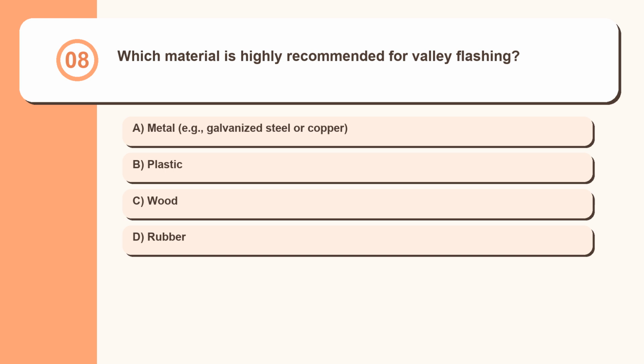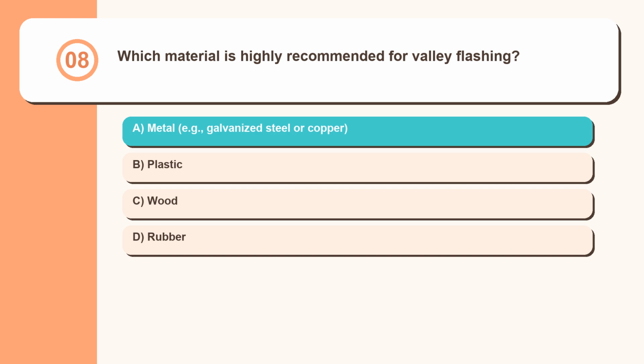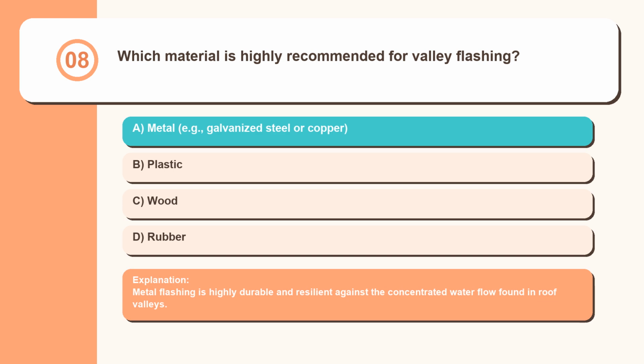Question 8. Which material is highly recommended for valley flashing? Metal, for example galvanized steel or copper. Plastic, wood, rubber. Metal flashing is highly durable and resilient against the concentrated water flow found in roof valleys.